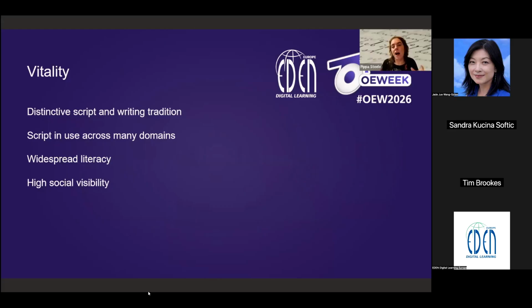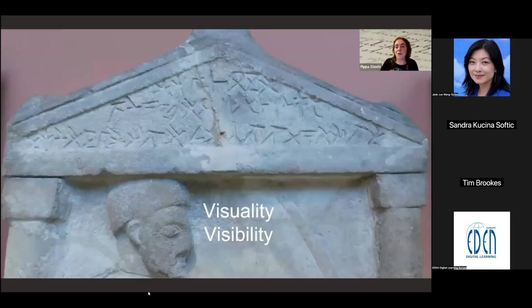There's also evidence of high social visibility, and visibility is really important. And that is really the note that I wanted to end on. So visuality and visibility have become really the cornerstone of my research. I told you that my project views visual interactions in early writing systems, and I'm really interested in thinking about not just writing as a linguistic code, but writing as part of visual culture, writing as something that is visible in the day-to-day landscape.